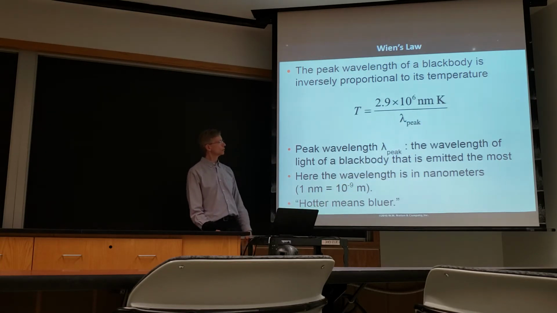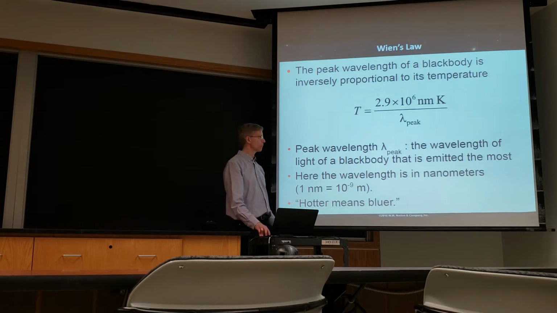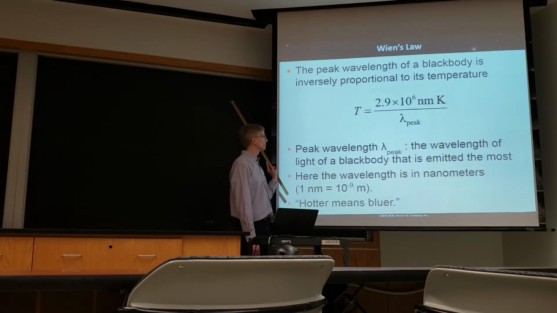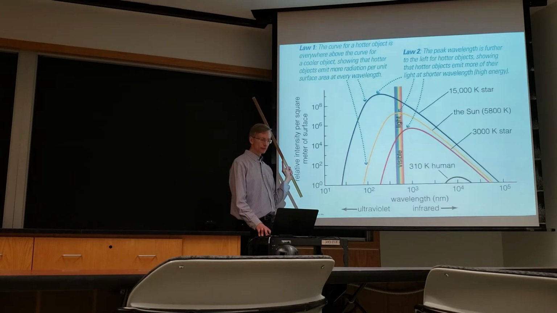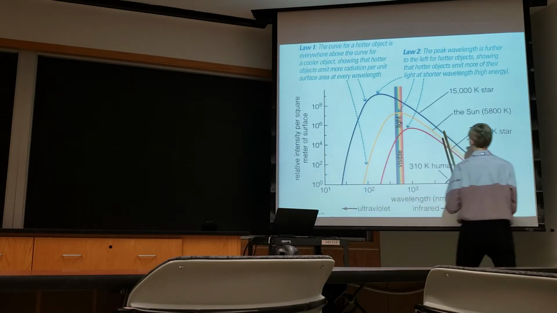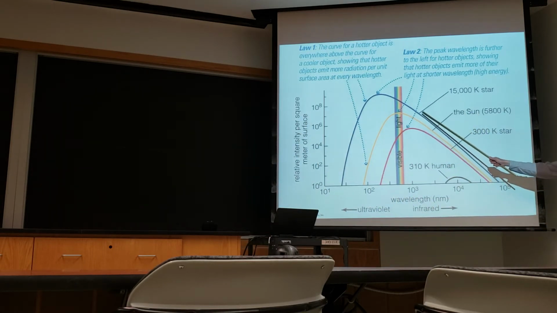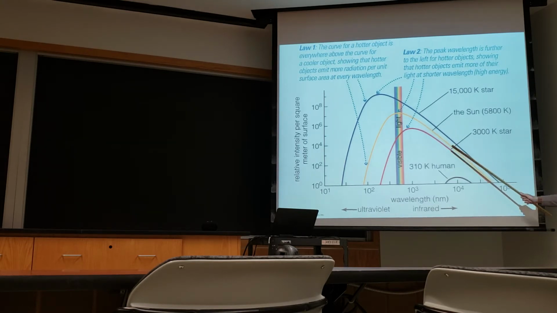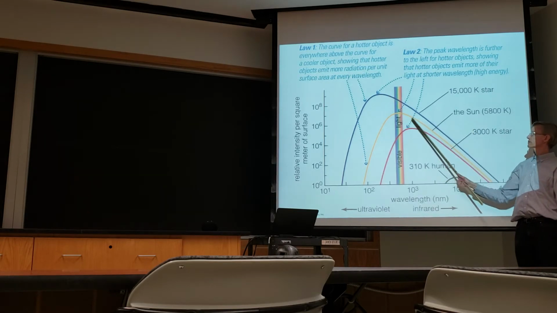So if I were to measure the black body curve and find where its top is, so to speak, and figure out what wavelength that was, I could use that to figure out how hot the black body was. That's going to be related to the color, because if we look at these three different black bodies here, three different temperatures, a 15,000 Kelvin star, the sun, which is 5,800 Kelvin, a 3,000 Kelvin star, their peak wavelengths are different.